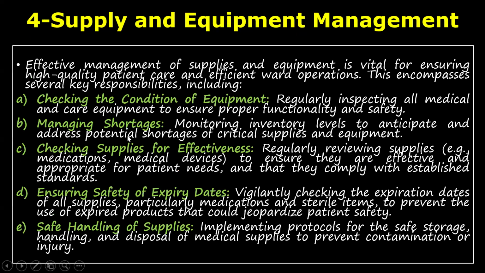So number one, we need to check the condition of equipment. We need to regularly inspect all medical and care equipment to ensure they are properly functioning. Number two, managing shortages. Sometimes you go to the ward, you don't have enough water, you don't have enough syringes, so you have to manage. In case you don't have, you bring more. Checking supplies for effectiveness. Regularly reviewing supplies, e.g., medications, medical devices, to ensure they are effective and appropriate for patients.